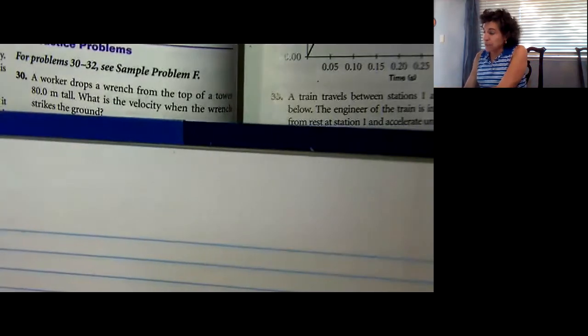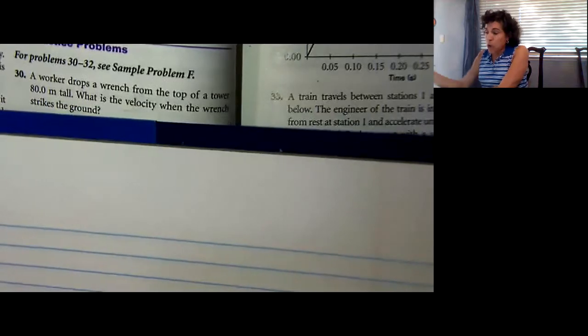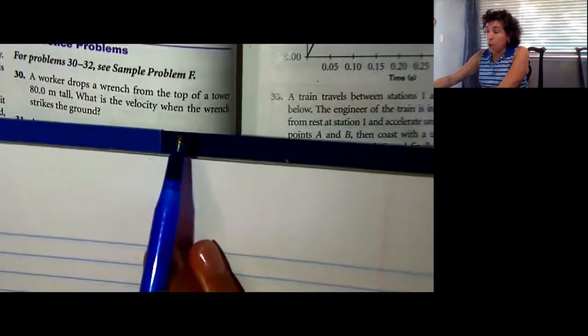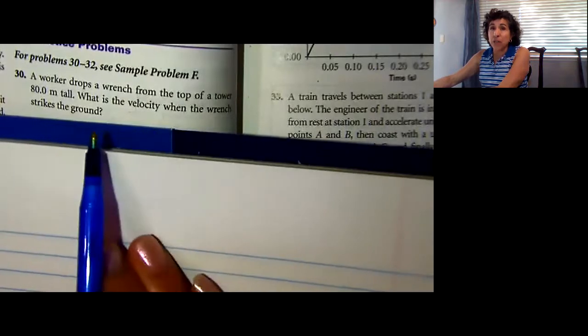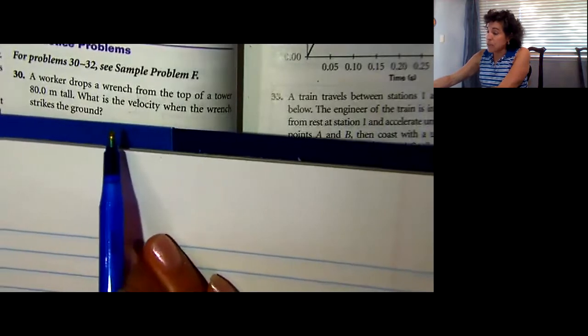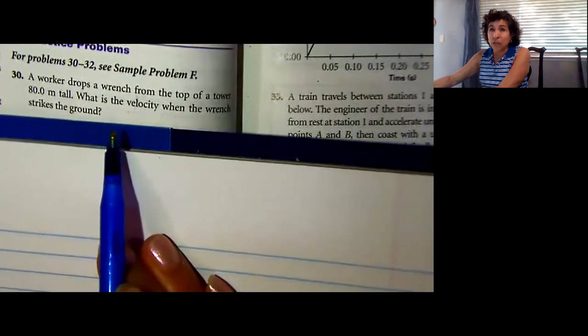The first one says a worker drops a wrench from the top of a tower 80 meters tall. What's the velocity when the wrench hits the ground? So yes, ladies and gentlemen, all you need to know is the height, and you'll know what the velocity is when it hits the ground.